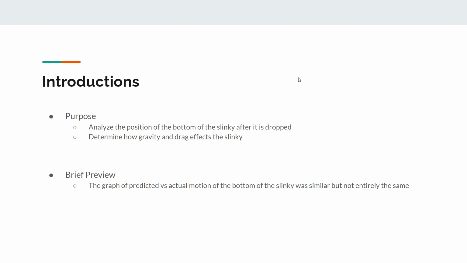The purpose of this lab is to analyze the position of the bottom of a slinky falling from rest. We will also determine the effects of gravity and drag on the motion of the slinky at the end of the lab. To do this, I created a graph comparing the predicted and observed model of the bottom of the slinky in the y direction. A brief preview of the results is that the graph of the predicted versus actual motion of the bottom of the slinky was similar but not entirely the same.